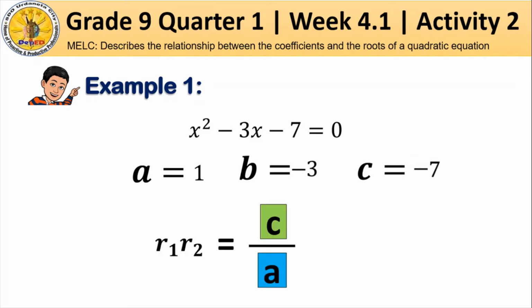Using the formula, R sub 1 times R sub 2 is equal to C over A, we will substitute C as negative 7 and A as 1.